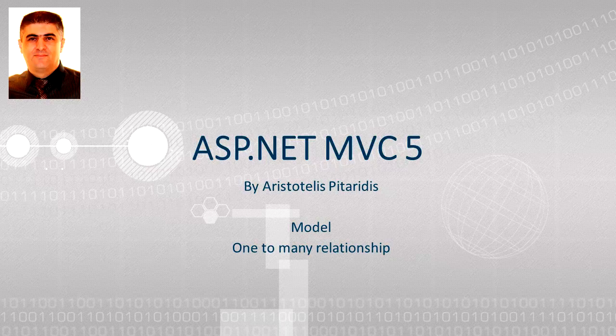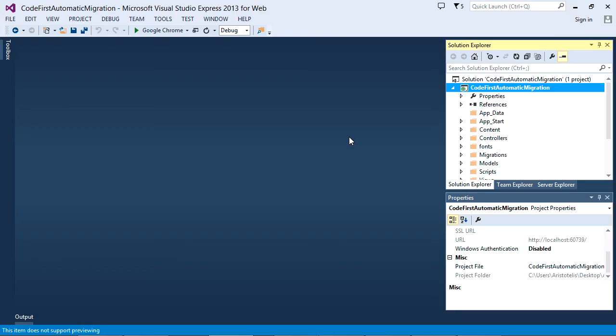Hi, I'm Aristotelis Pitaridis. In this video, we are going to implement a one-to-many relationship example using Entity Framework in ASP.NET MVC. ASP.NET MVC handles automatically the one-to-many relationships that we may have in our models.